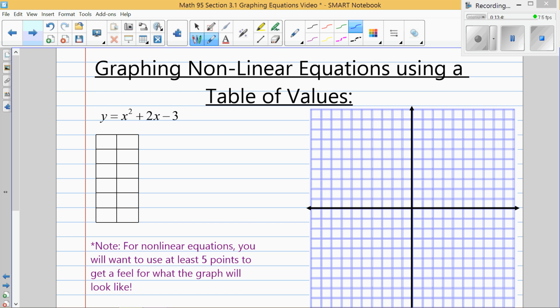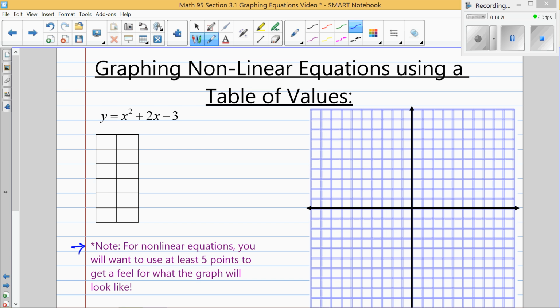We will be interested in graphing things other than lines. And using a table of values, we can graph pretty much anything that can be graphed. That's the nice thing about tables of values. In this case, our y value is already isolated. Now, look at this little note down here. If you have non-linear equations, you are going to need at least 5 points to get a feel for what the graph is going to look like. Sometimes you'll need more than that.